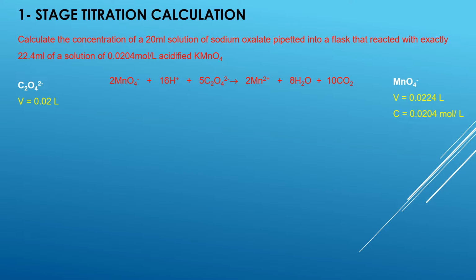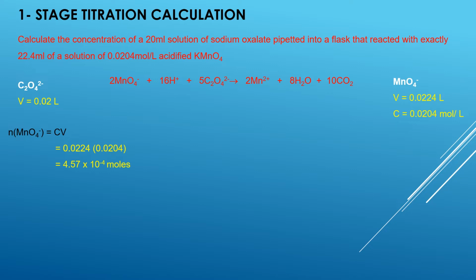Now we are going to move on to step number 2. In step 2, we calculate the moles of the primary standard. The moles of the primary standard can be calculated by multiplying concentration by volume. The concentration and the volume of permanganate are multiplied together, and we get the moles of permanganate ion as 4.57 times 10 to the power minus 4 moles. Our objective is to calculate the concentration of the oxalate ion. To do that we need to know the moles of the oxalate ion. We already know the volume, we just have to find the moles.